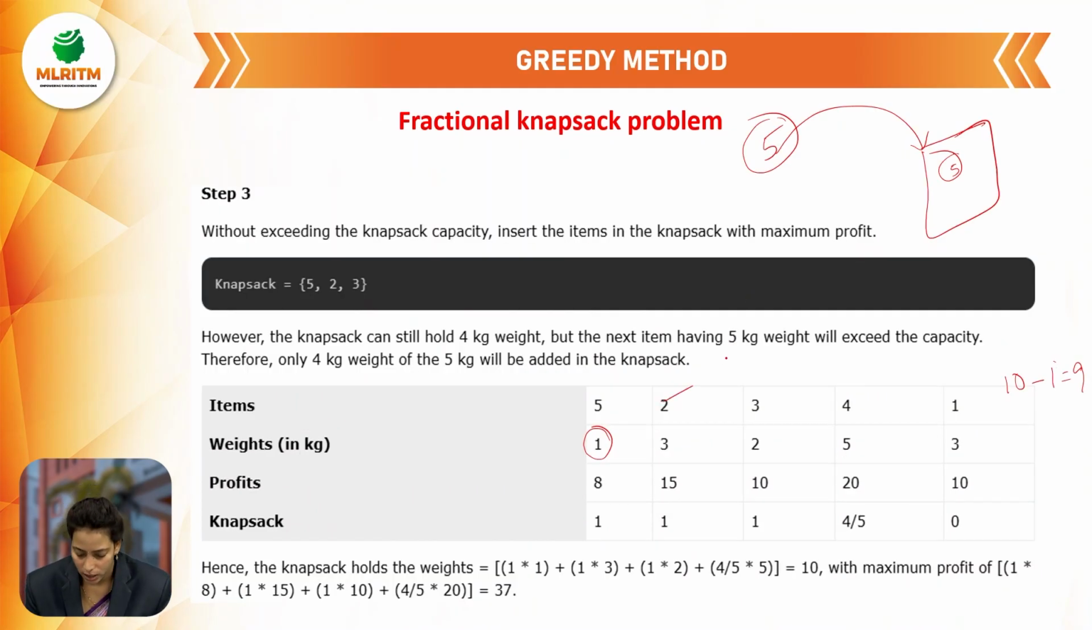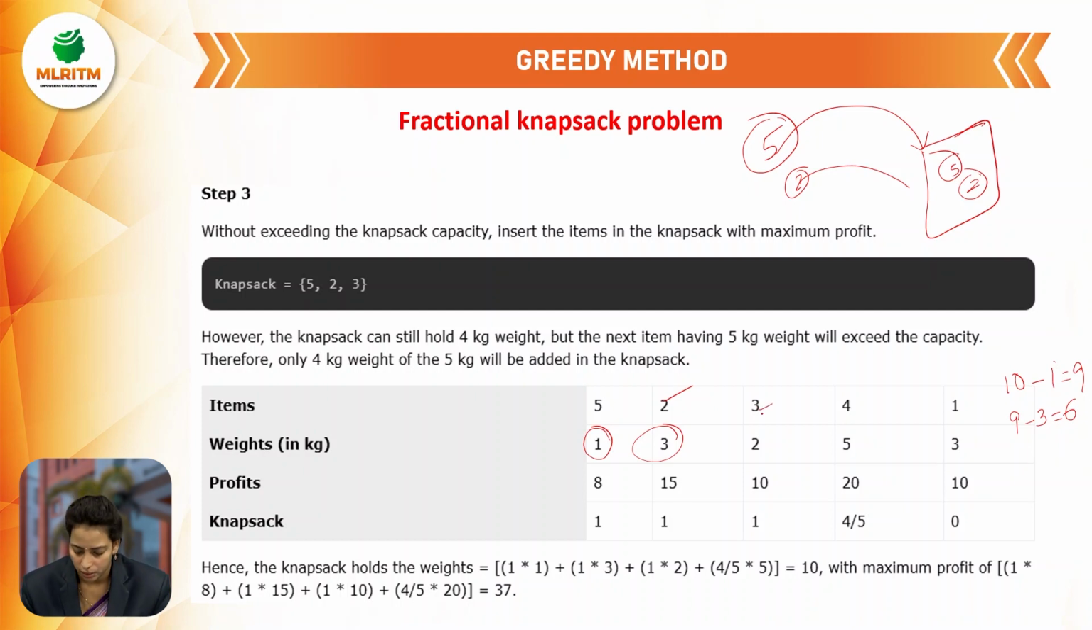So second item. What is the second item weight? 3 kgs. Okay. Our bag remaining capacity is 9 kgs. Is it possible to place a 3 kgs item into the 9 kgs bag? Yes, it is possible. So second item is also placed into the knapsack. So 9 minus corresponding weight of second item is 3. What is the remaining capacity of knapsack? 6 kgs, right? Next, we consider third item.